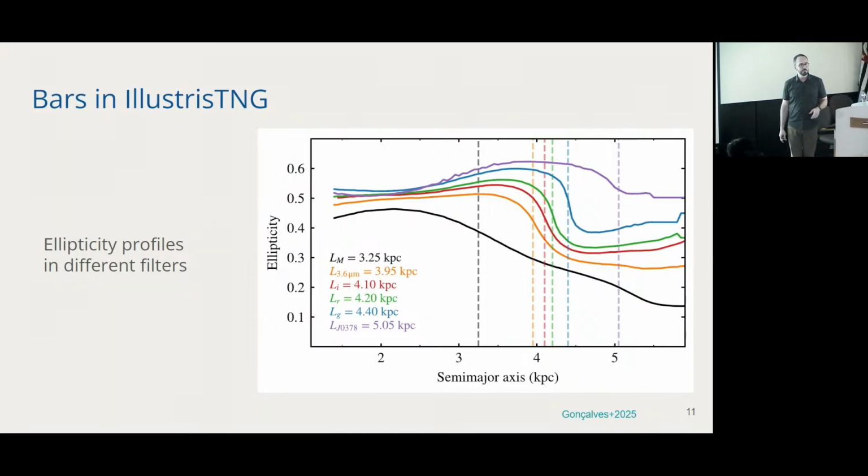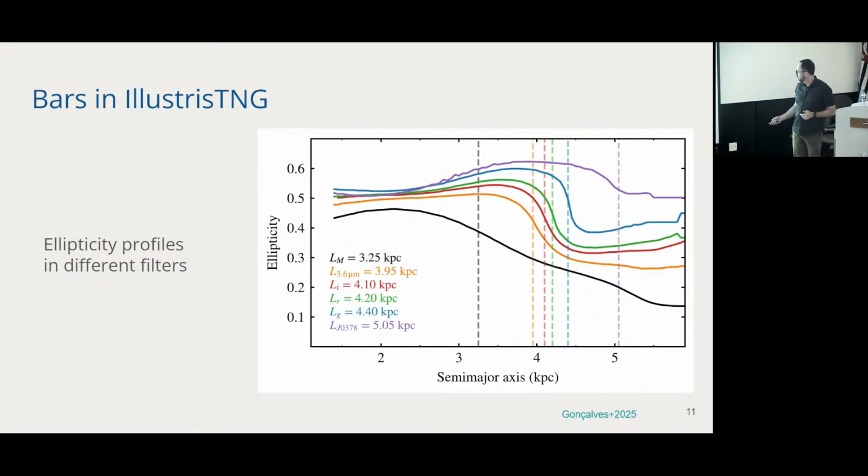So this figure perhaps encapsulates the essential result of this paper, which is the ellipticity profile, not only for the stellar mass, which is the black line, but also for the different filters going from the infrared here in orange towards the ultraviolet here in purple. And it's clear in this figure that the ellipticity of the bar increases as we go towards the bluer filters, and as a consequence, the length of the bar also increases.